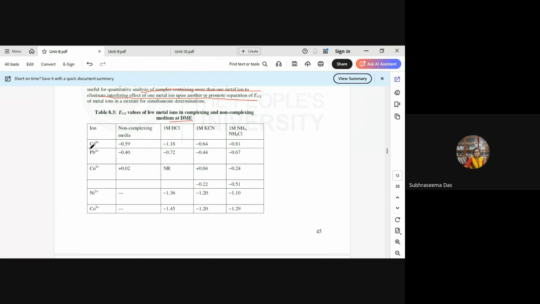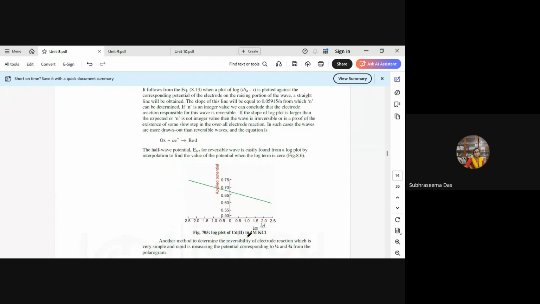Suppose the ion is Cd2+, that is cadmium 2 plus. In non-complexing medium it is minus 0.59 volts. For 1 molar HCl, the E half value is minus 1.1 volt. If we employ 1 molar KCN, it is minus 0.64 volt. And if we use 1 molar NH3 and NH4Cl, then the E half value is minus 0.81 volt. So here we can see how the E half value for a particular ion changes in complexing and non-complexing medium, and it is highly dependent on the nature of the medium that is used.